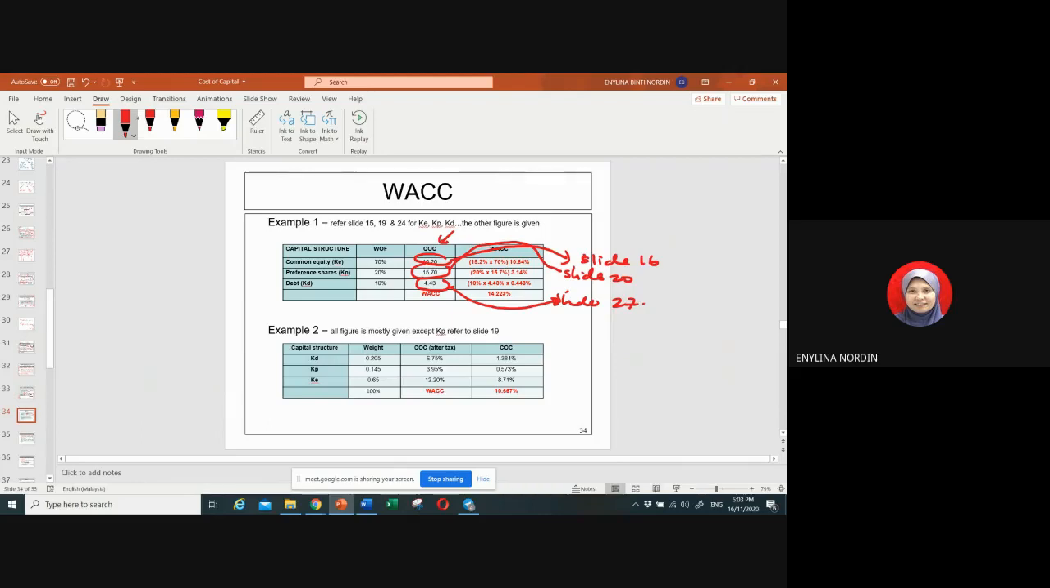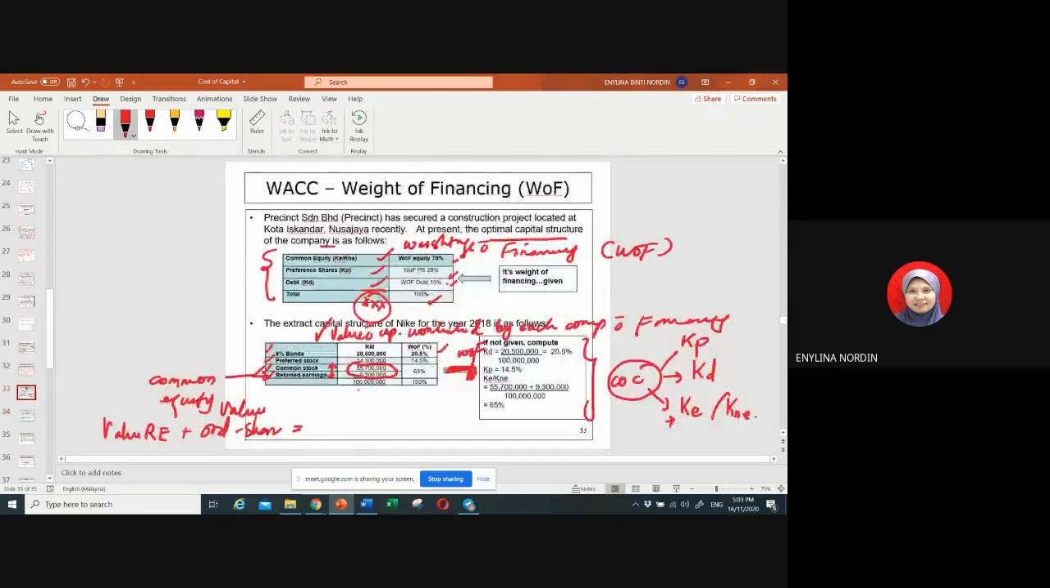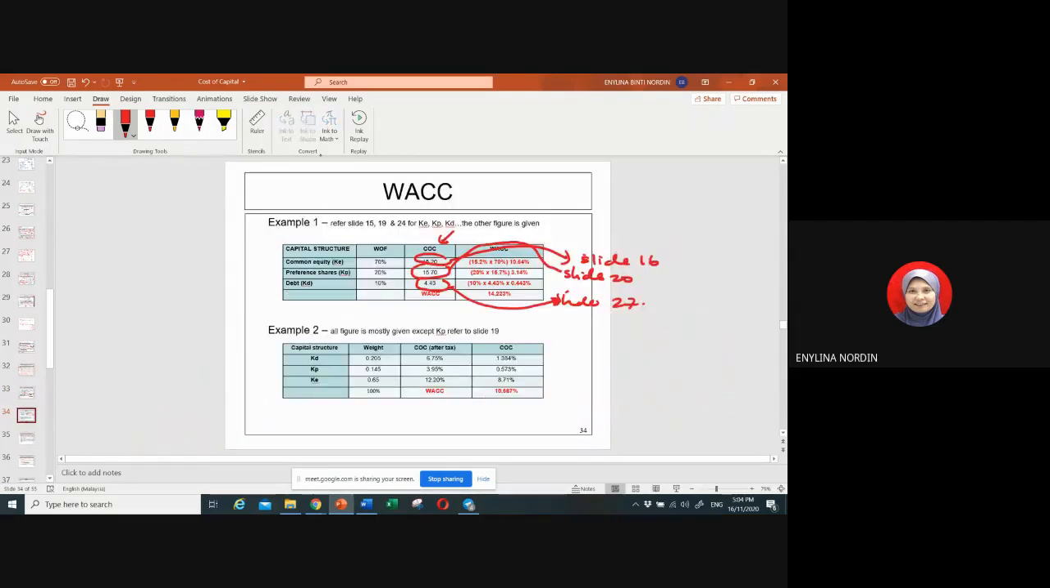And then for WOF, the weightage of financing, we base on the first example, the case of Priscin Sdn Bhd just now on the previous slide, which is this one. We use this weightage of financing 70, 20, and 10. That means we have this info, which is step 3 and this one is step 1.